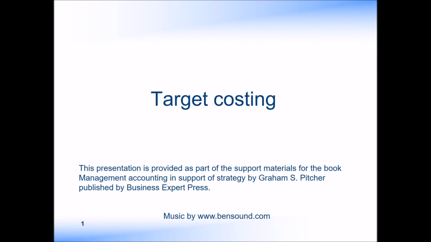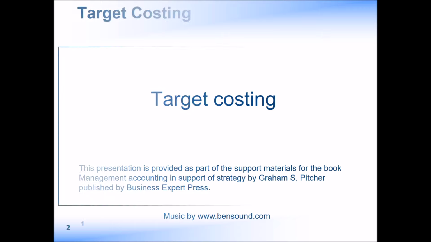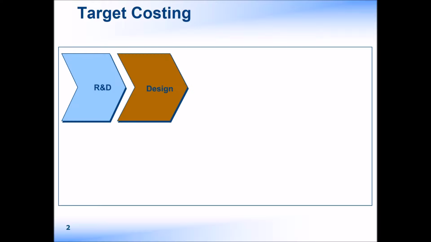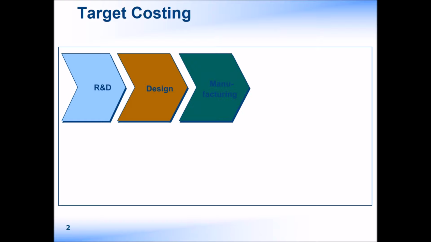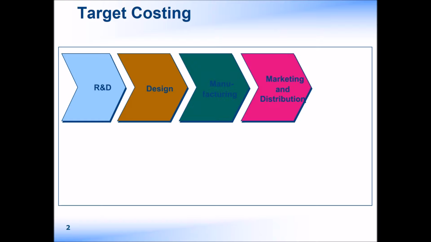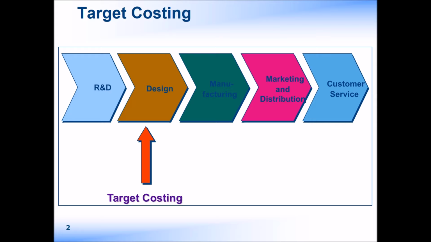This presentation looks briefly at the technique of target costing. A typical value system might be described as including elements such as research and development, design, manufacturing, marketing and distribution, followed by after-sales customer service. The target cost is particularly relevant at the design stage, as this is where the cost of manufacture is determined as well as the features of the product.